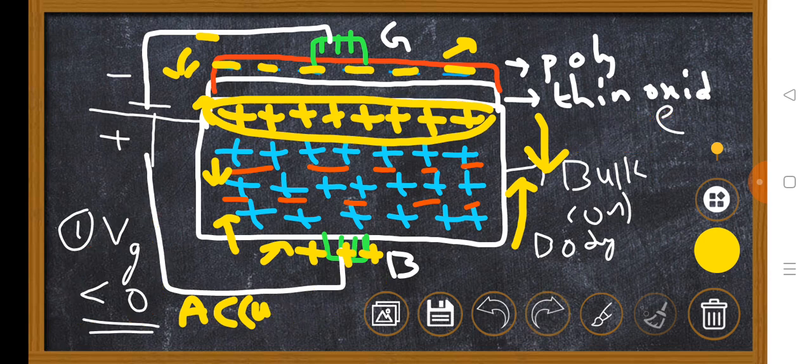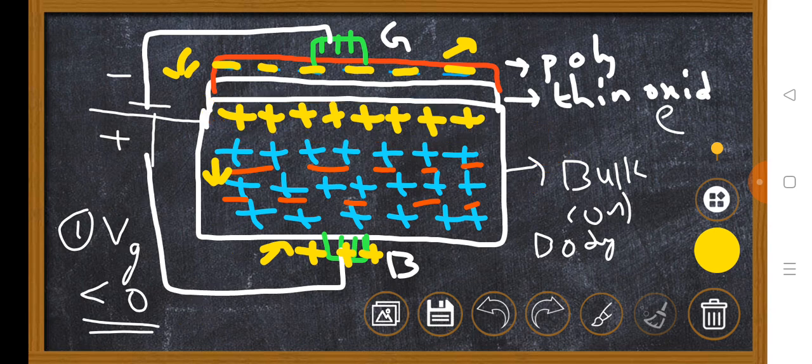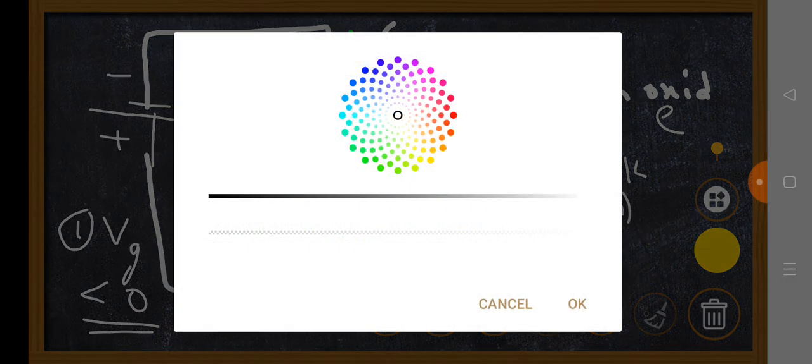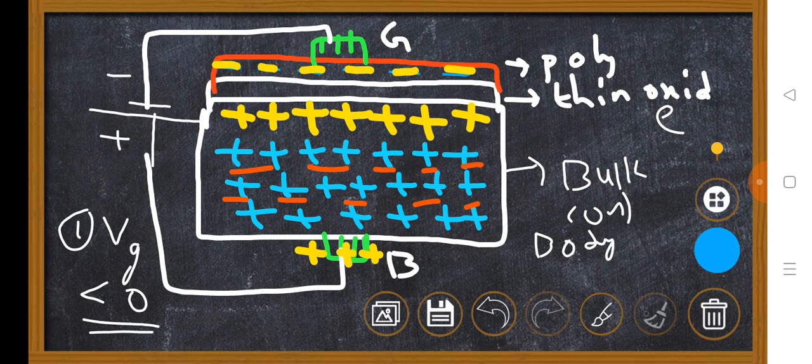Just observe very carefully once again. When a battery is connected between gate and source, there is a very important point you have to observe. When the negative terminal of the battery is connected to the gate terminal and the positive terminal is connected to the bulk, which mode are you going to observe? Accumulation mode you are going to observe very clearly. Is it understood, all of you? Accumulation mode.